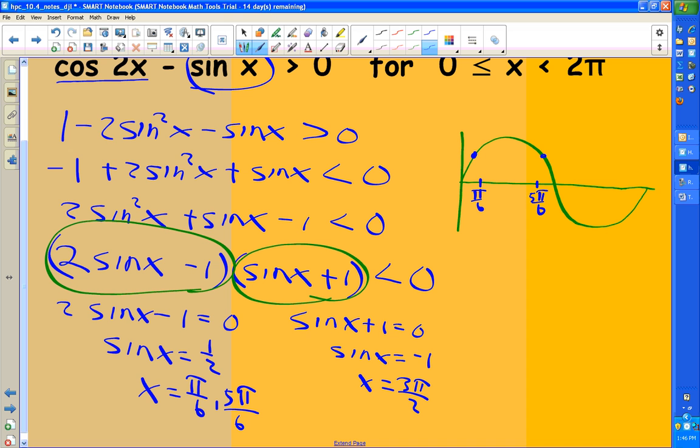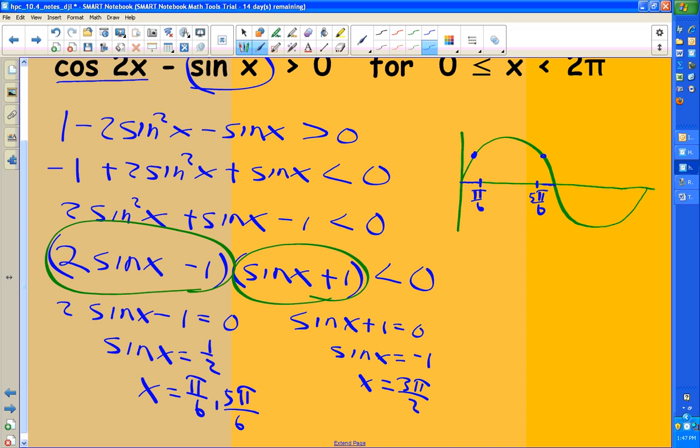So you're looking at the range, or the location would be right here, and right here on the top half of this. So between 0 and pi over 6, and from 5 pi over 6 to pi, 2 sine x minus 1 is going to be less than 0. This one has to be sine x plus 1 is less than 0, so that the sine of x has to be less than negative 1.